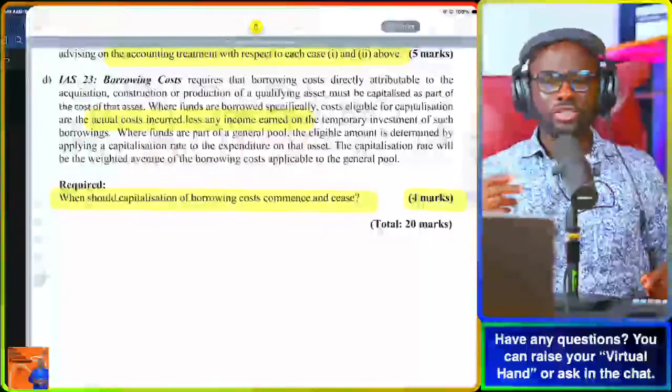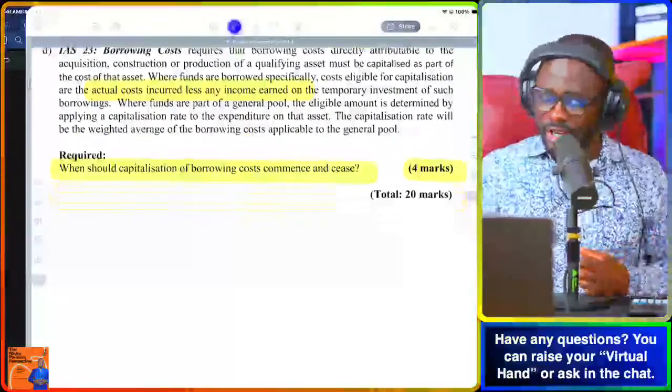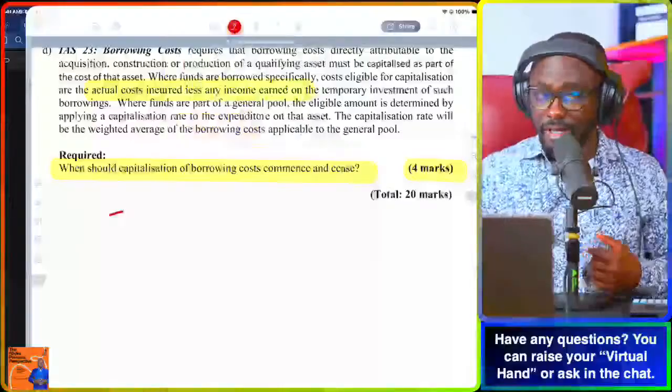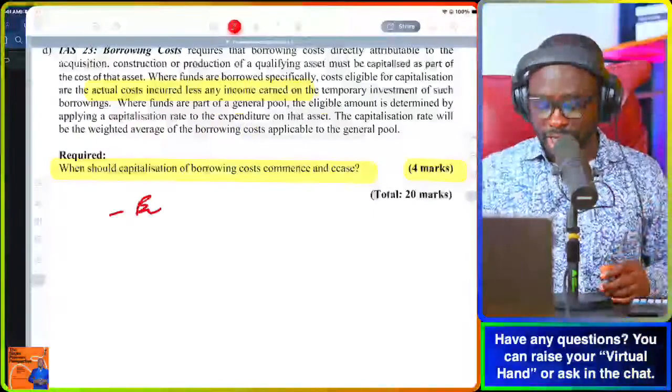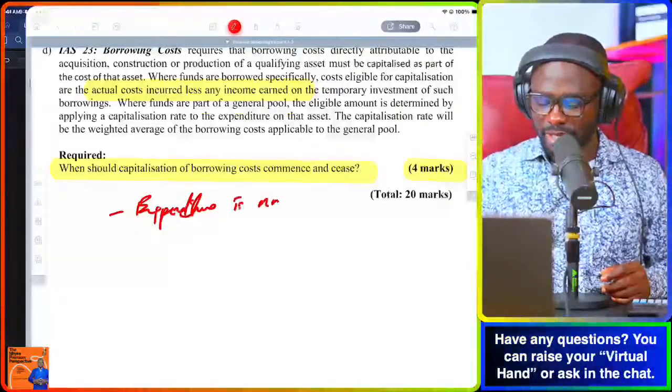So when should we start capitalization? Pretty simple. Capitalization of borrowing cost commences when expenditure is being incurred, right? So we are spending money.